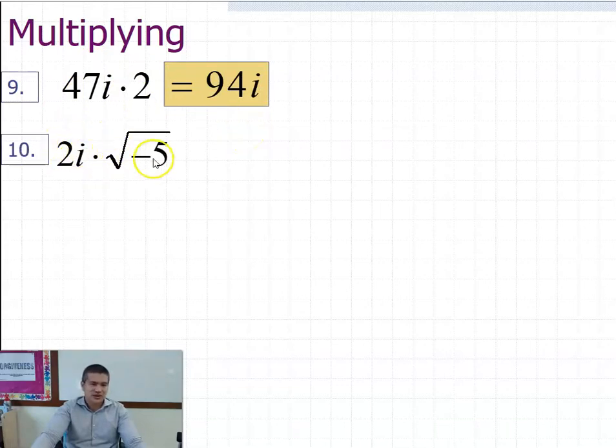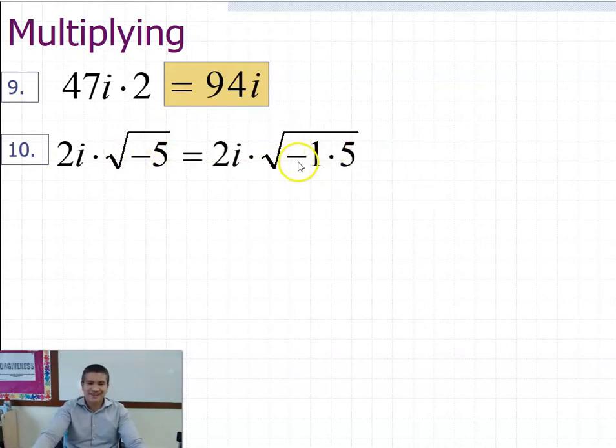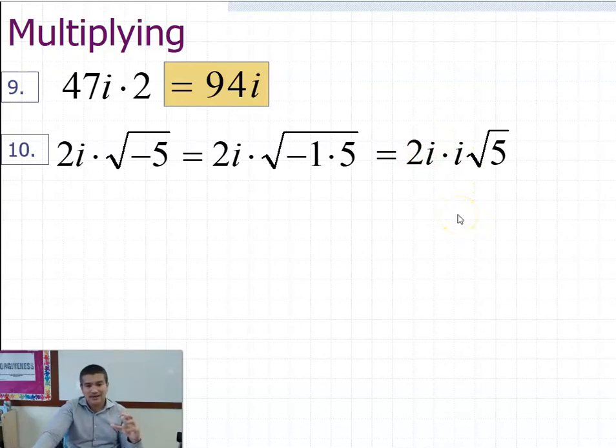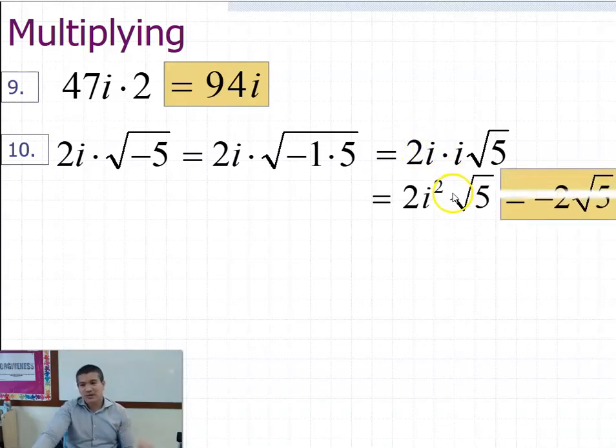2i times square root of negative 5. Simplify negative 5 first, which is equal to square root of negative 1 times 5. And then square root of negative 1 is equal to i. Right? So therefore you have 2i times i square root of 5. And then i times i, remember when you are going to multiply variables, you are going to add the exponents, right? So therefore, any variable always has one exponent. So we will now get 2i squared, and then i squared is equal to negative 1. So negative 1 times 2 will give us negative 2 square root of 5.